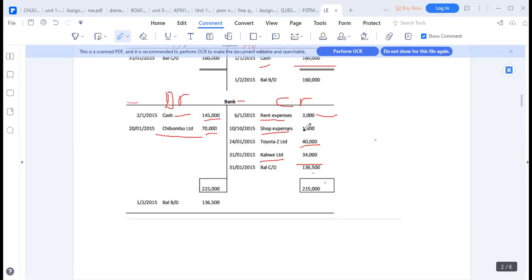The bank account, we are supposed to actually add what is here. The total is 215, but they paid for rent. We also paid for the shop expenses. We paid for Toyota Zambia. We paid for Kawe. So the balancing figure that was remaining here, we had excess of 136,500 at the bank, which is still a debit, showing that we still have it. From an accounting perspective, a debit simply means you still have that money physically there.